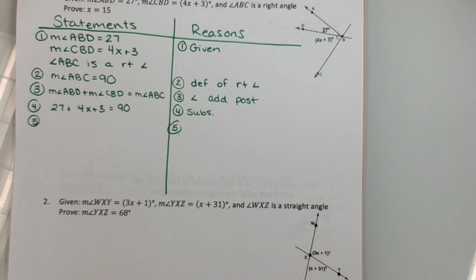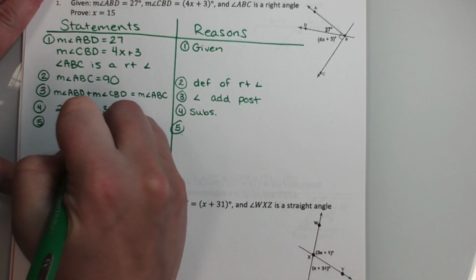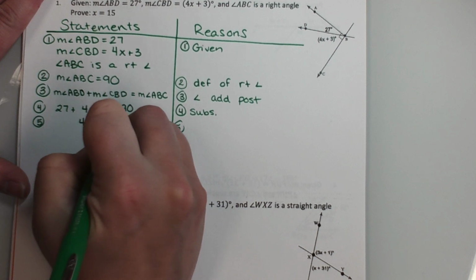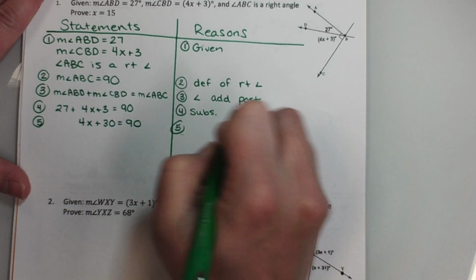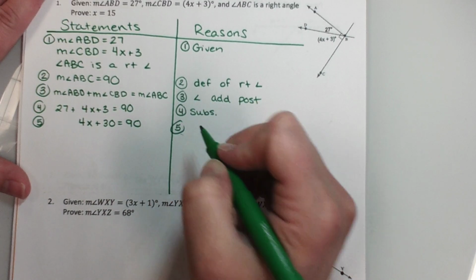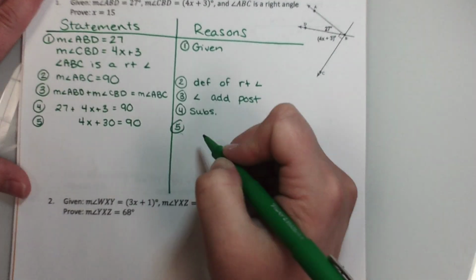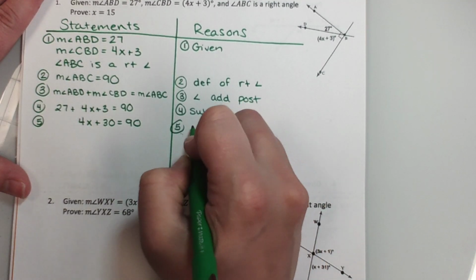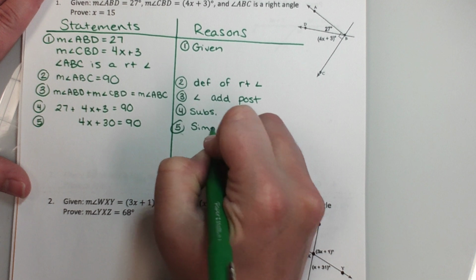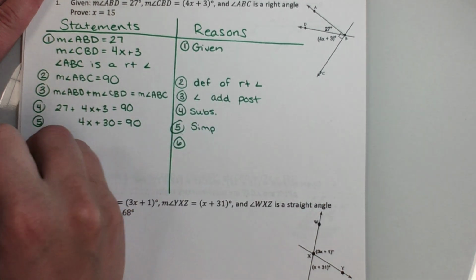What would you tell me to do first? I would combine like terms. 27 plus 3 is 30. 4x plus 30 equals 90. Combine like terms is the reason? That's a simplify. When in doubt, it's on your own sheet.